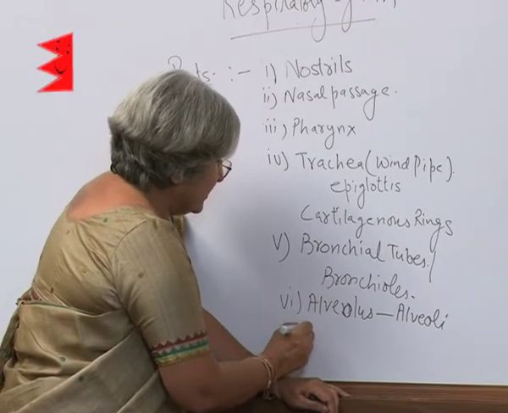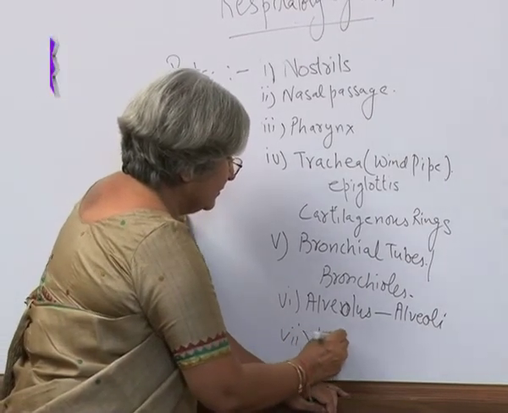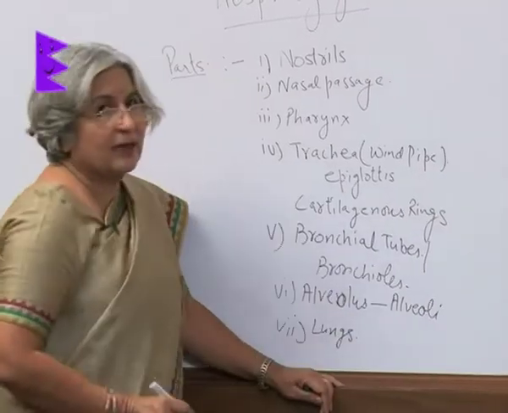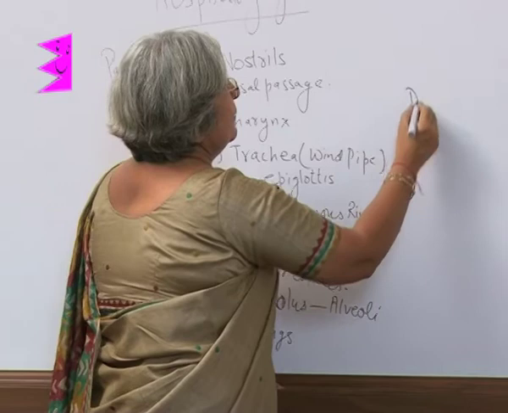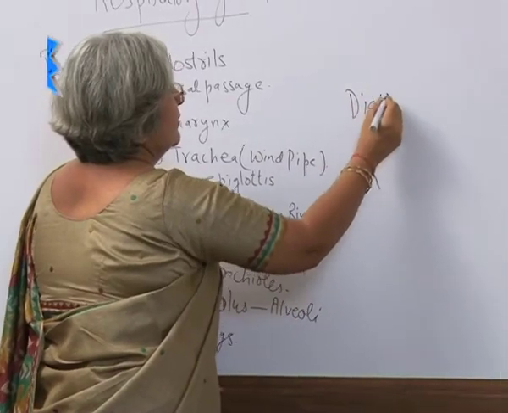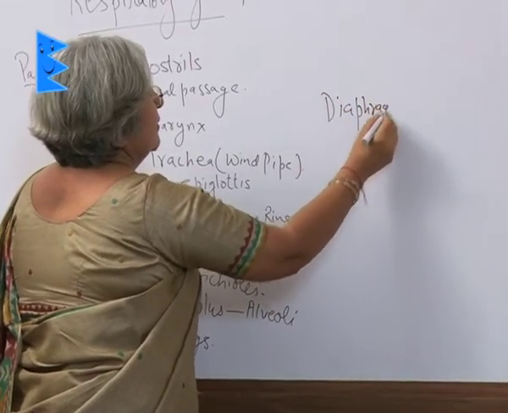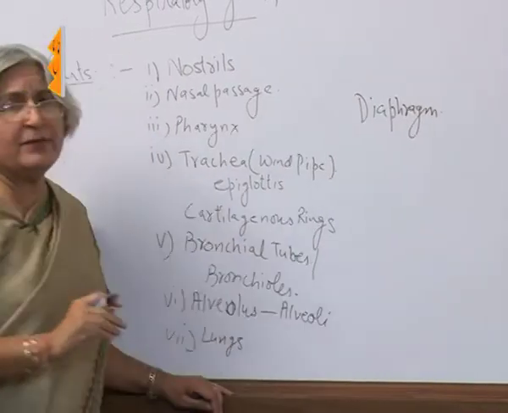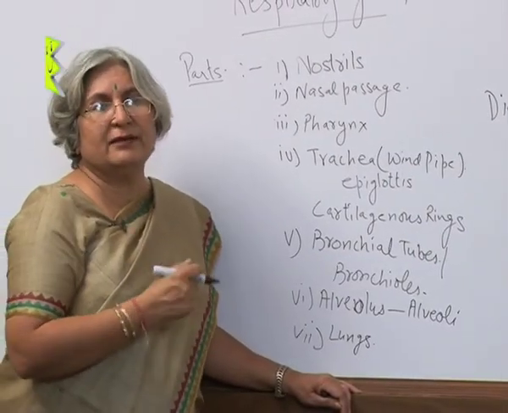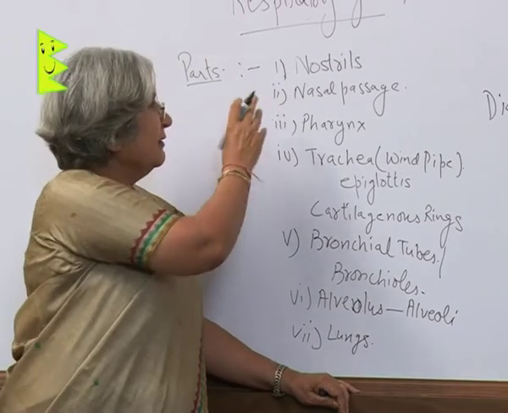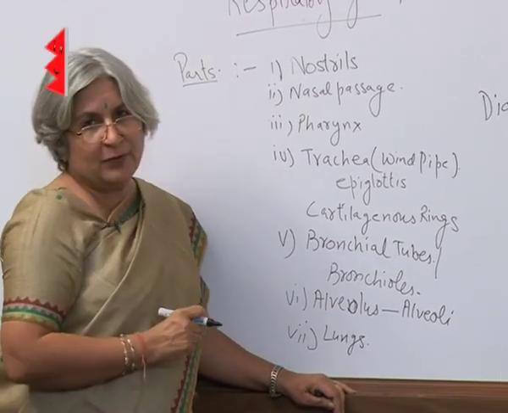Then of course, there is a pair of lungs, and for mechanism of breathing, even the diaphragm helps. Diaphragm is not a respiratory organ, but its movement helps in breathing. So, these are the main parts of the respiratory system.